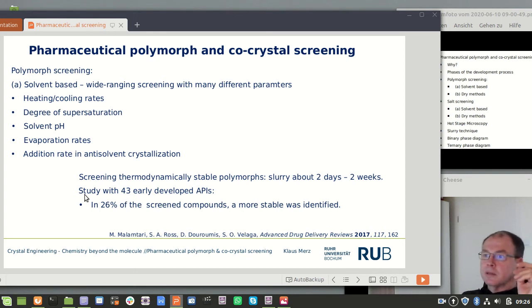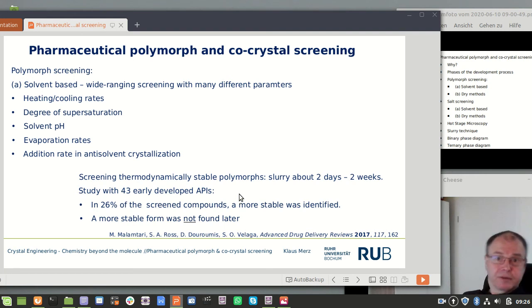You see it, for example, in a study with about 30 early developed drugs, and in about 25% of the screened compounds, a more stable compound was found by using this technique. And later on, a more stable form was not found. So the slurry technique is a very helpful technique in polymorph screening.